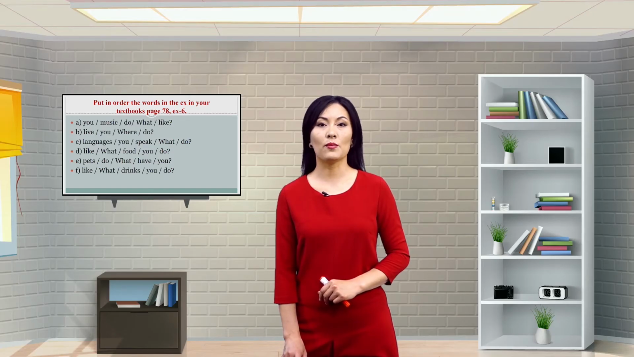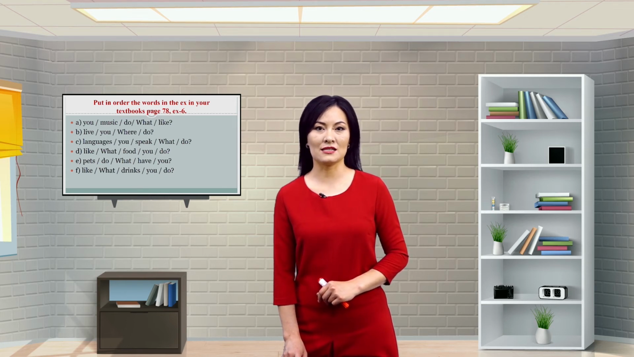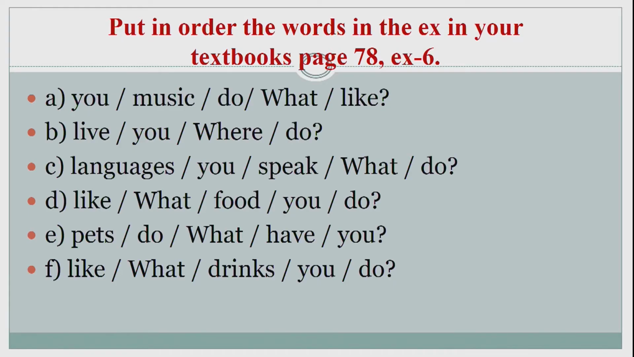Now children, put in order the words in the exercise in your textbooks, page 78, exercise 6. You have words: you, music, do, what, like. Look at the exercise, you have time.